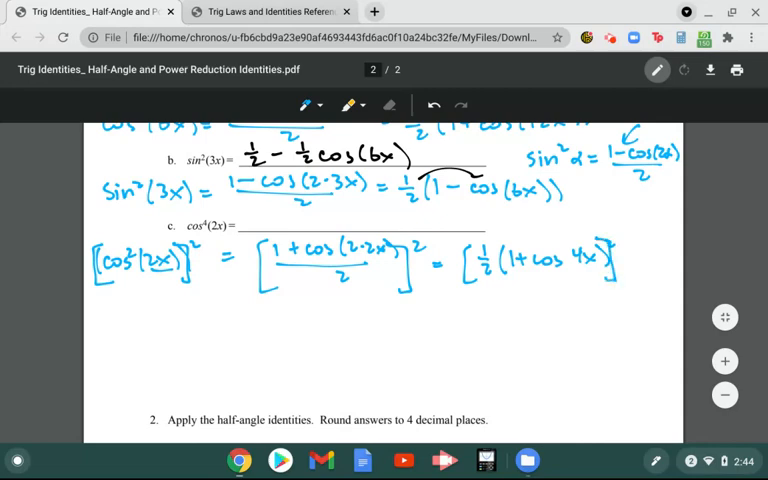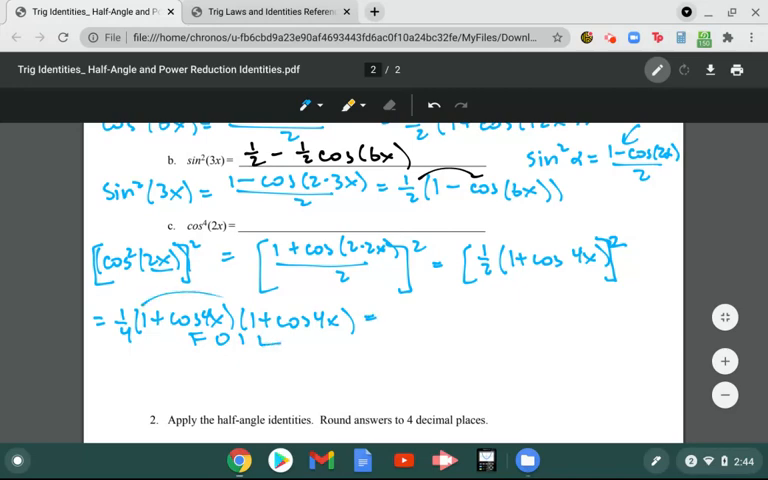Square bracket goes there, square goes here. I've got to square that 1/2 and it becomes 1/4. And I have to square this 1 plus cosine 4x. So there's literally 2 of the 1 plus cosine 4x's. I'm going to FOIL this.